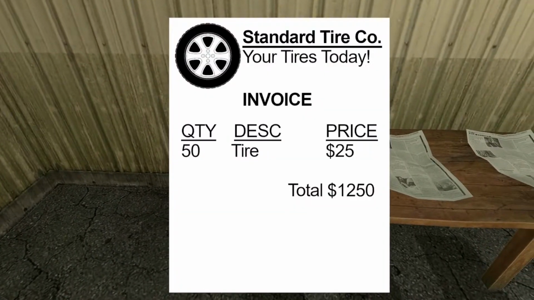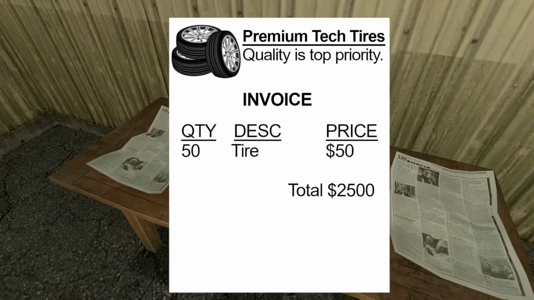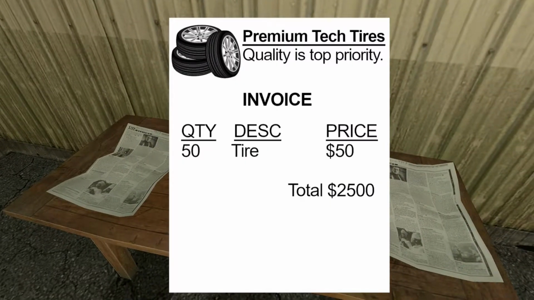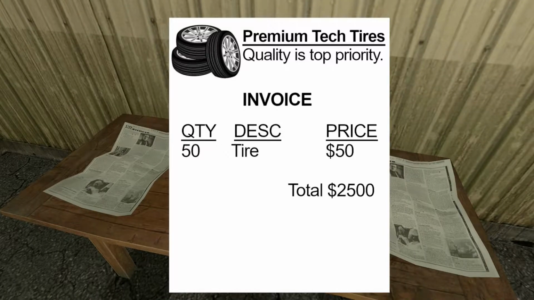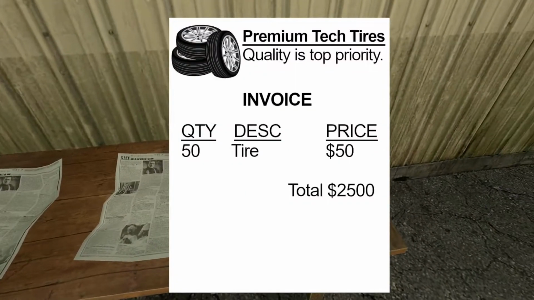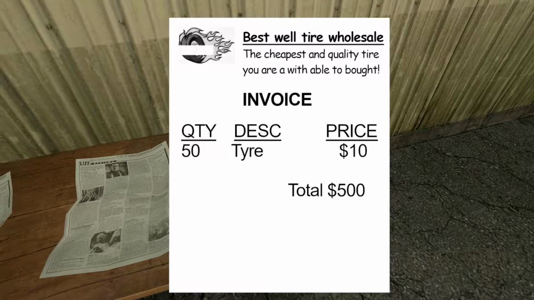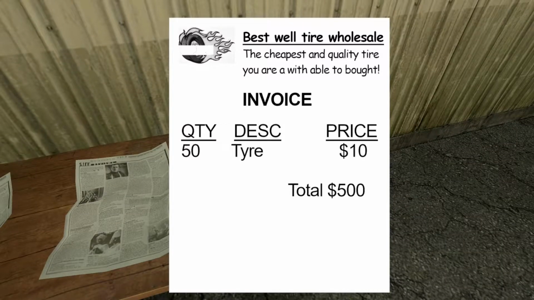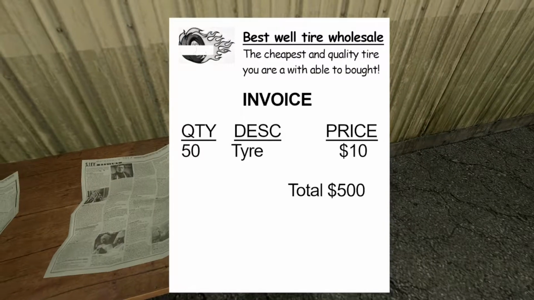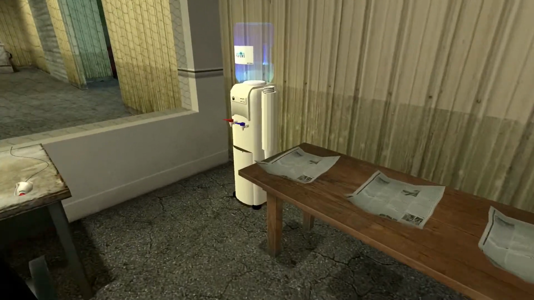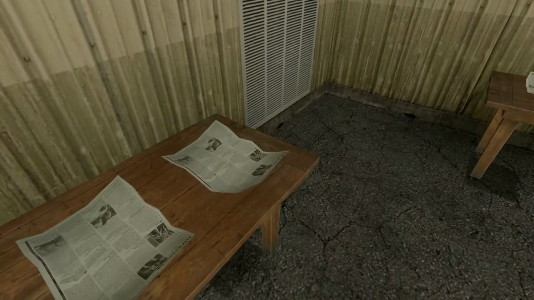And over here we have the different types of tires that the shop can buy. These are the standard tires. These are the most expensive but least likely to fail tires. And these are the cheapest wholesale tires you can get, which are the cheapest but also the worst quality. Let's go ahead and hire the standard worker and see how this plays out.